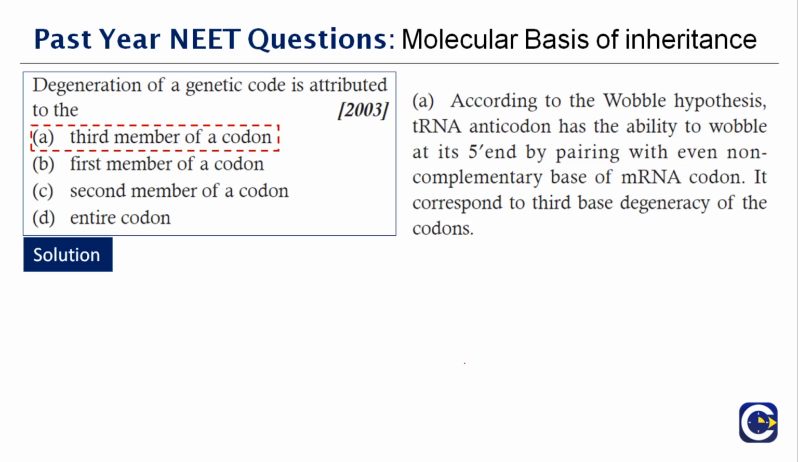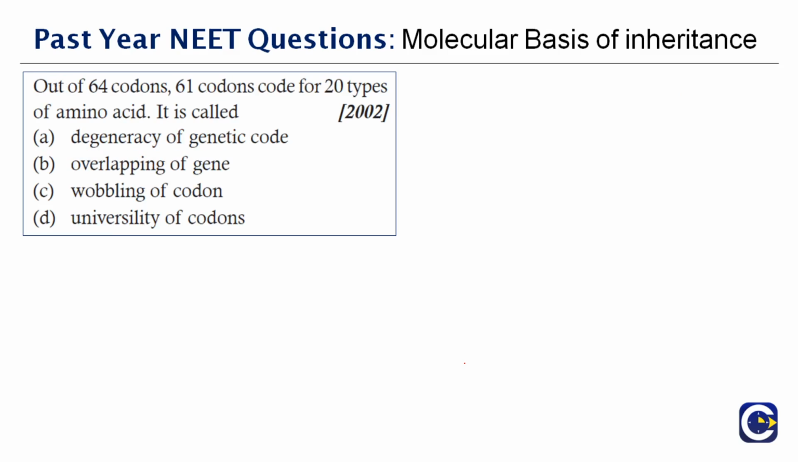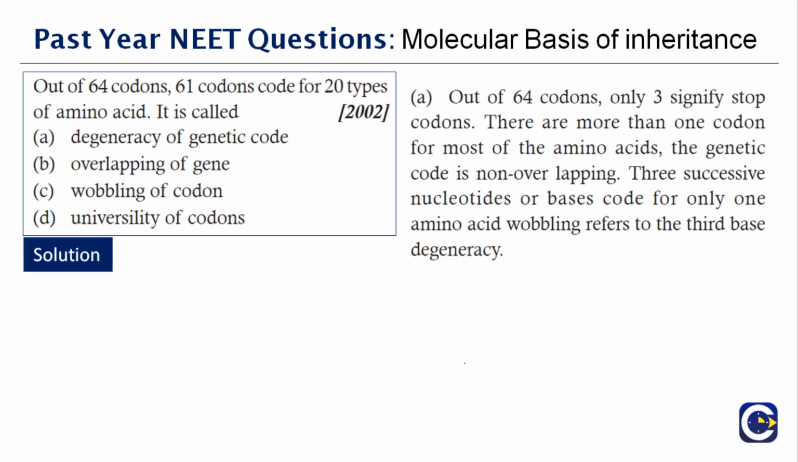According to the Wobble hypothesis, a transfer RNA anticodon has the ability to wobble its 5' end by pairing with even a non-complementary base of an mRNA codon. So it corresponds to the third base degeneracy of the codons. Next, out of 64 codons, 61 codons code for 20 types of amino acids, and they are called, this is also an easy question, degeneracy of the genetic code, which is option A.